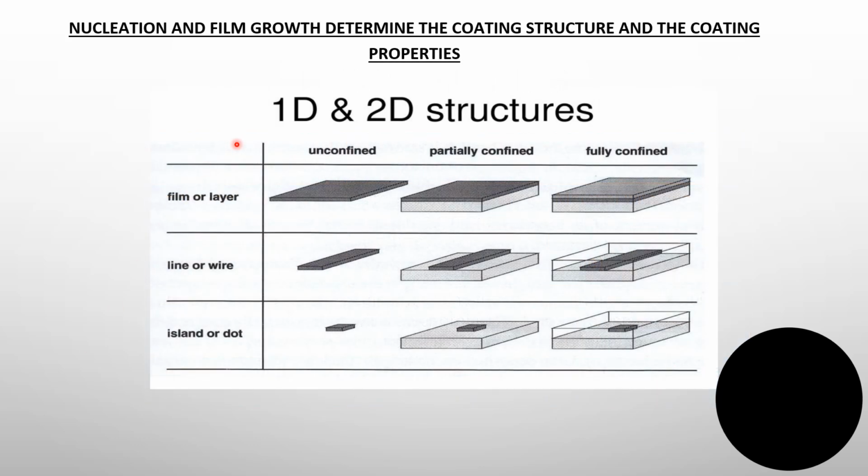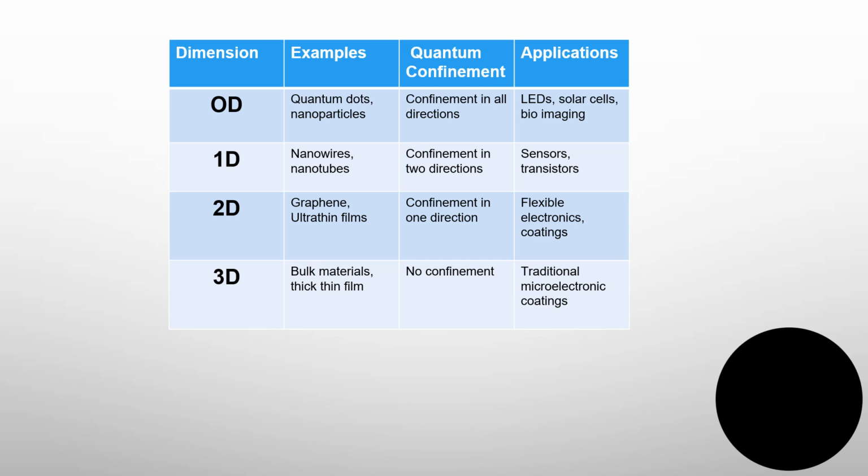So these are the examples of 0D, 1D and 2D structures. Island and dot, we call 0D, line or wire is 1D, and film and layer are called 2D structures. Based on this, you can classify them into unconfined structures, partially confined structures, and fully confined structures. Here we're going to have some definitions and also some differentiation between dimension, example, and quantum confinement of these materials' characterization. Before we proceed, we have to understand what is quantum confinement.